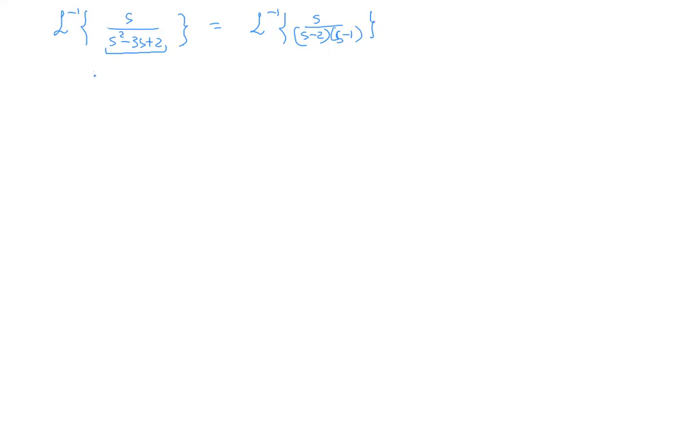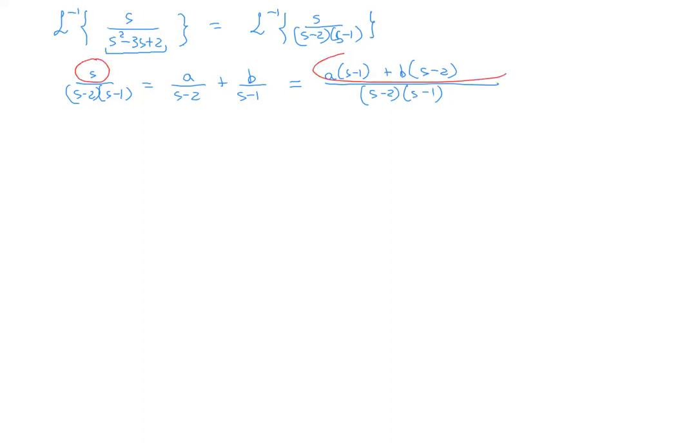So now what do you do? Again, this is the important step. How do we prescribe the partial fraction decomposition? The answer is A over S minus 2 plus B over S minus 1. And again here, you can clear denominators. So this will be A times S minus 1 plus B times S minus 2. That's the way that you make the sum of two fractions into one fraction. And the idea is that you have two fractions that are equal to each other, so S has to be equal to A times S minus 1 plus B times S minus 2.